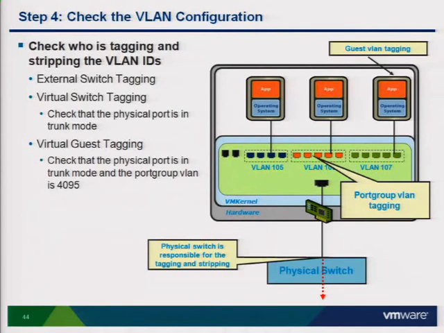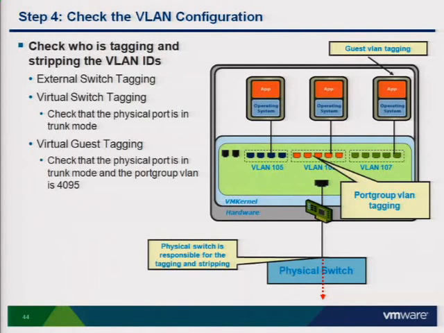The second layer at which you could do VLAN tagging is at the virtual switch layer. So check that the physical port is in trunk mode. The physical port that your uplink is connected to needs to be able to transmit traffic from the particular VLAN that you have enabled on your port group. It's recommended that you move your access port into trunk mode and trunk the specific VLANs that are in use by your port groups.